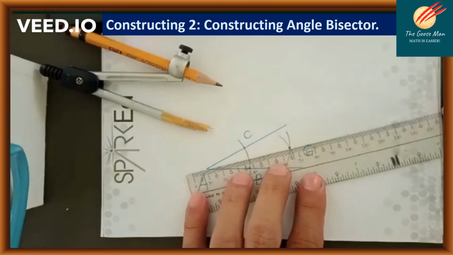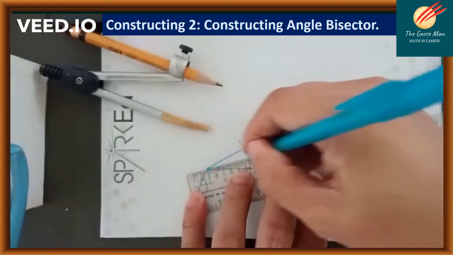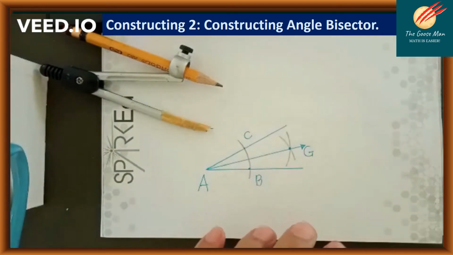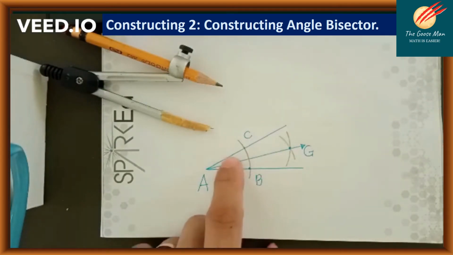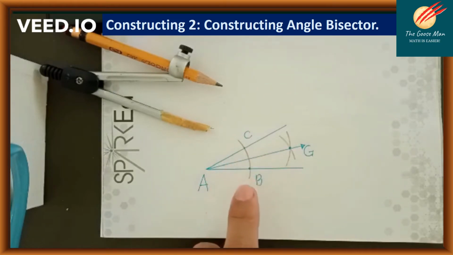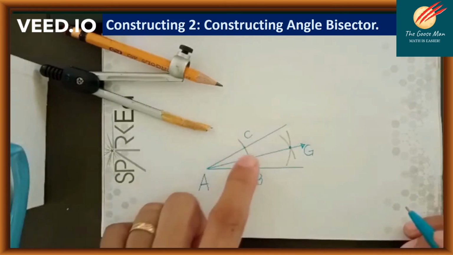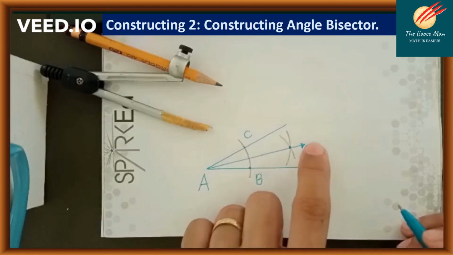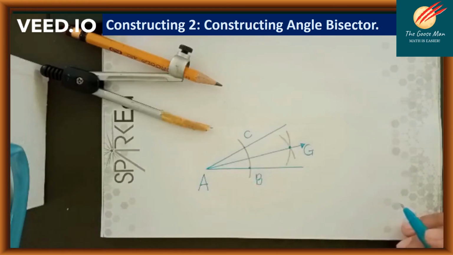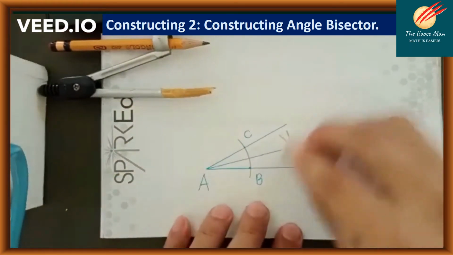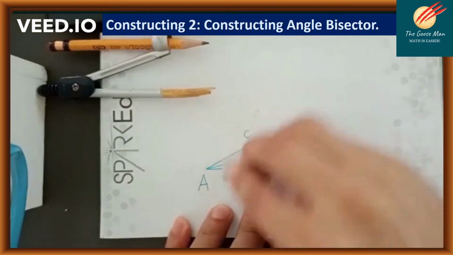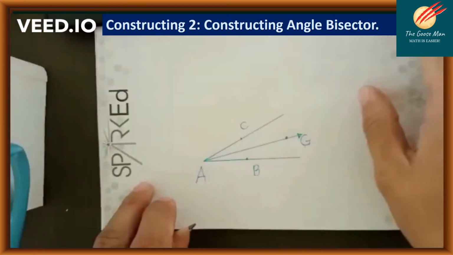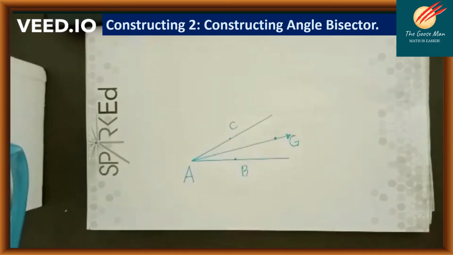So we will draw a ray. So we have ray AG. Again, ray AG bisects angle A. So we can say that angle CAG is congruent to angle GAB. Again, we may erase the pencil markings to make our construction neat. So we have this illustration now.